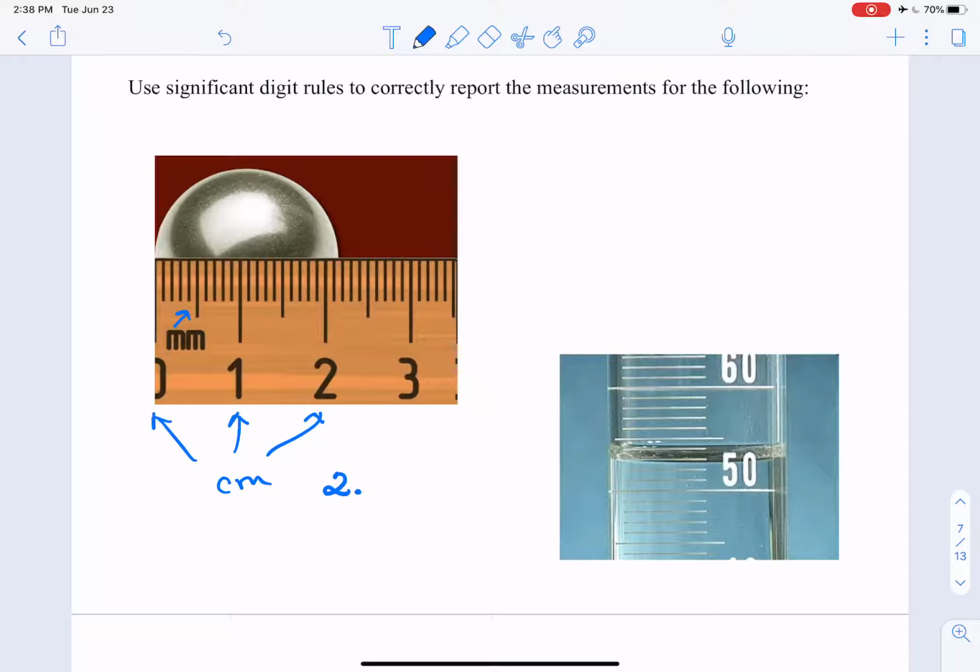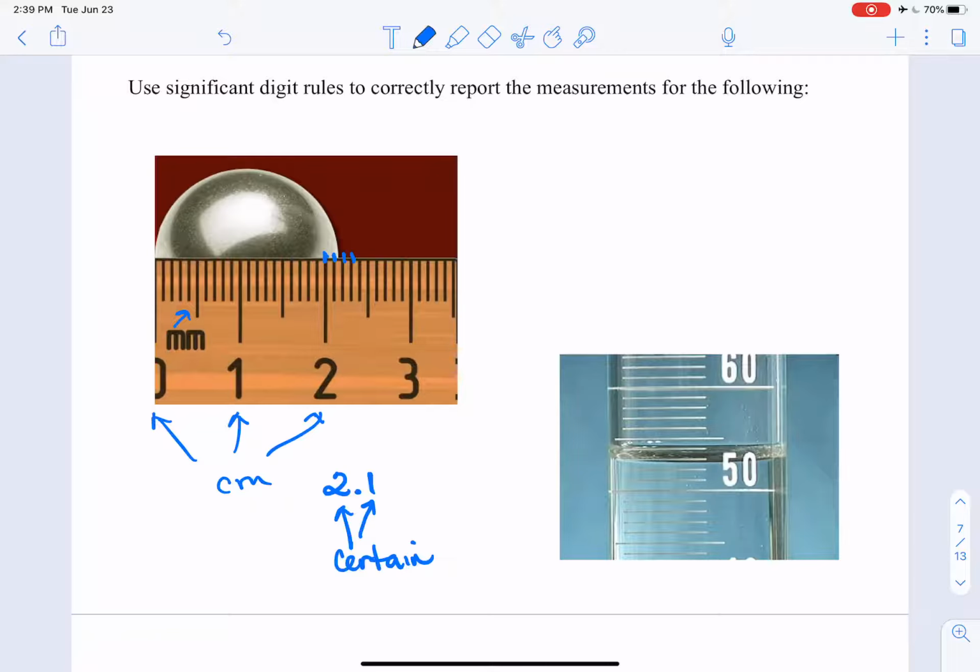So we've got 2.1, 2.2, 2.3, and right on the 2 is 2.0. And we can see that it's measuring 2.1 something, and it's not 2.0 something, and it's not 2.3 something, it's 2.1 something. So we are sure that it is at least 2 centimeters, and we are sure that it is at least 2.1 centimeters. So both of these right here we're certain of, and then we have to report one more digit because we need to make a guess on the end.